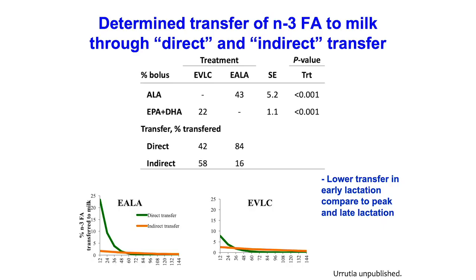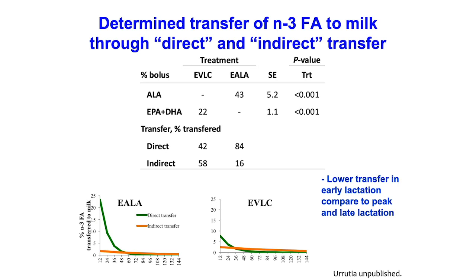So then we went on to quantify these. If we look at total transfer, how much of the bolus was transferred? 43% of the ALA was transferred to milk versus 22% of the EPA and DHA. So we almost have a 1-fold difference in total transfer into milk fat. When we fit our double exponential pools and look at direct versus indirect transfer, as a percent of what's transferred, 85% of the ALA that is transferred is coming in the direct pool and 15% is coming in the indirect pool. We look at very long-chain omega-3 fatty acids, and we have 40% coming in the direct pool and almost 60% coming in the indirect pool.